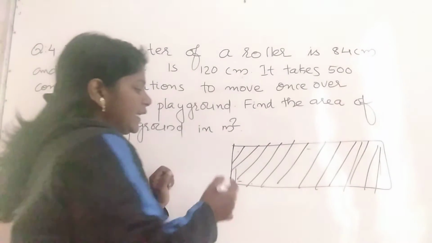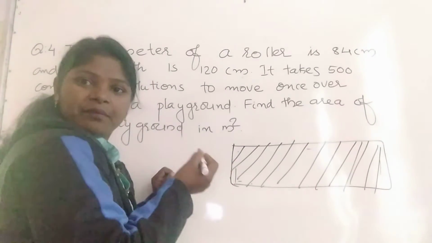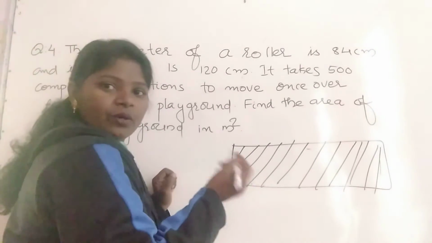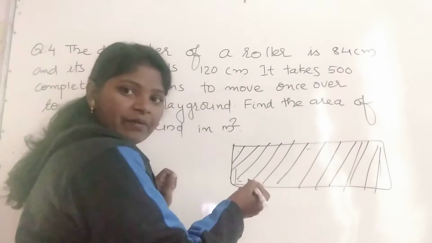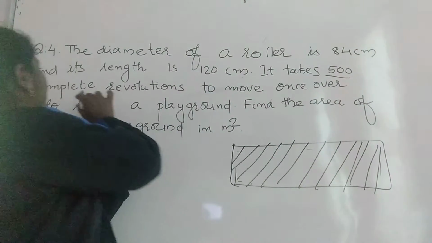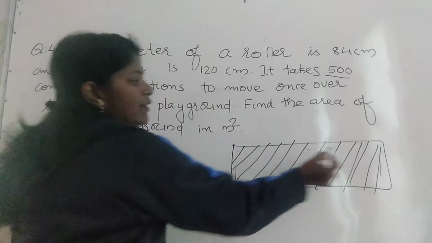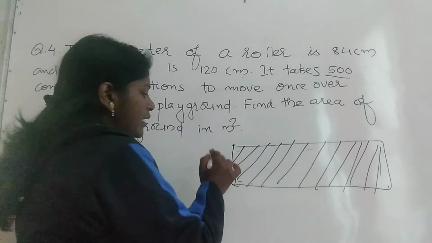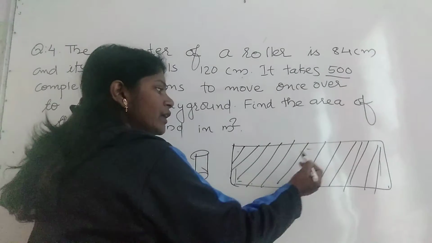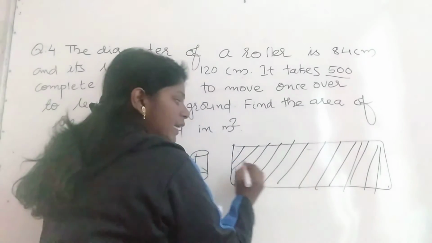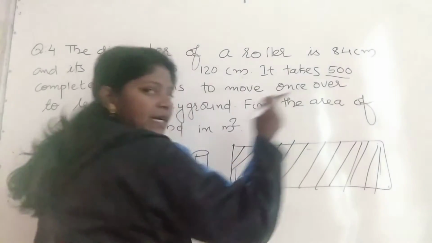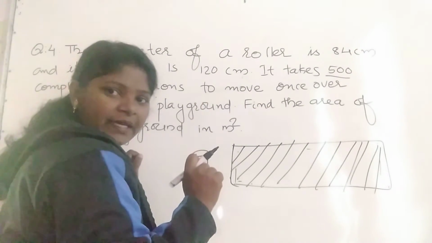For that, they didn't give any length and breadth. If there were length and breadth, we could find the area by length into breadth. But here, no length and breadth of the playground is given. But they have given that by 500 revolutions of a roller, it will level the ground once. That means if this roller revolves 500 times, the whole region will be covered. It is the hint to find the area of the playground.